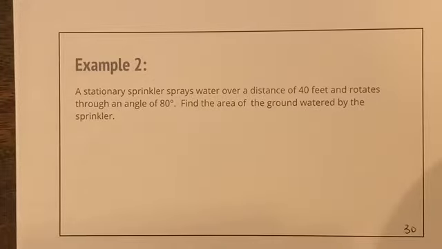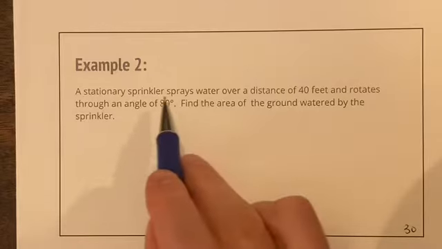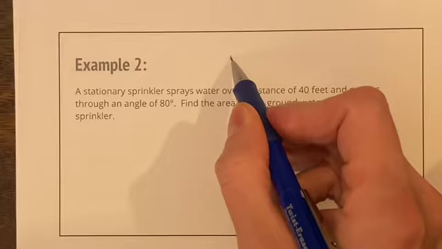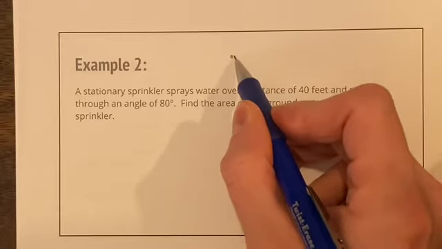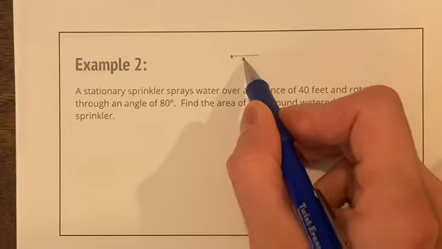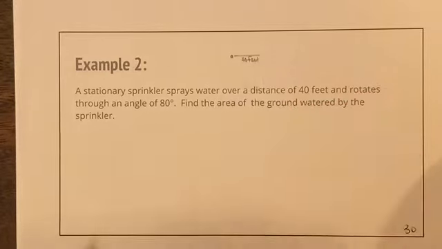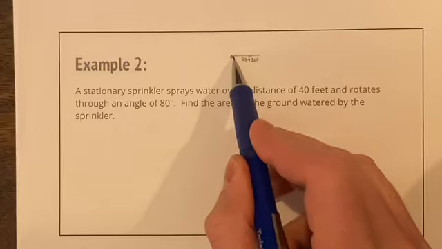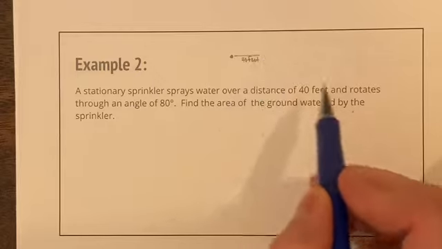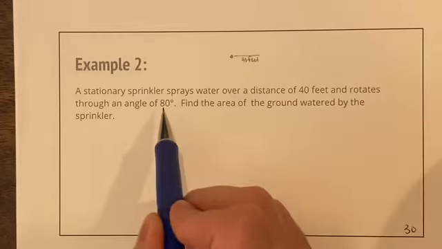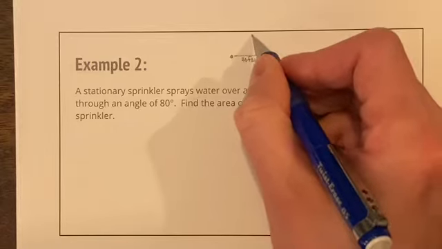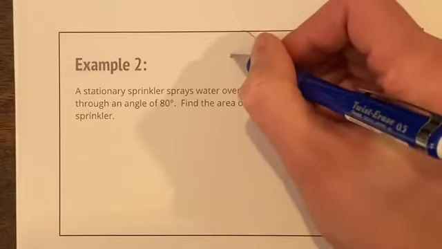Example 2. A stationary sprinkler sprays water over a distance of 40 feet. So we have a sprinkler, and it's spraying water over a distance of 40 feet. Here's our stationary sprinkler. It sprays water 40 feet away from where it started. And then it rotates through an angle of 80 degrees. So not quite 90. It's going to rotate 80 degrees.